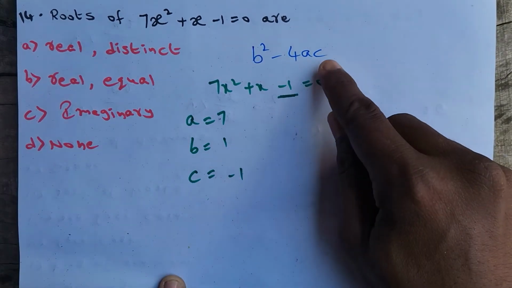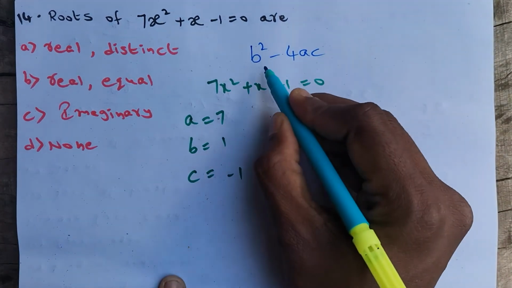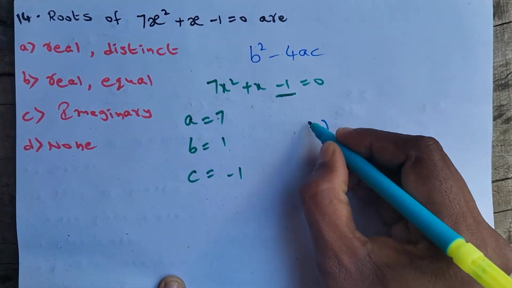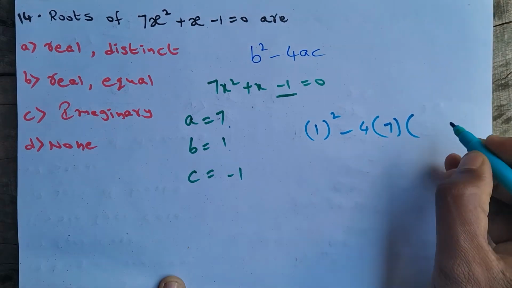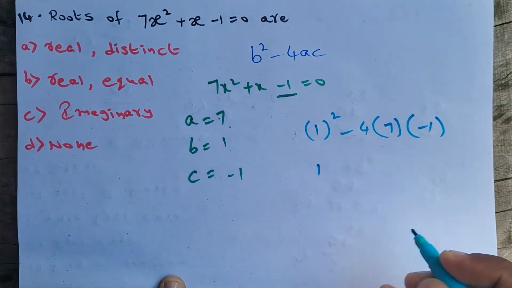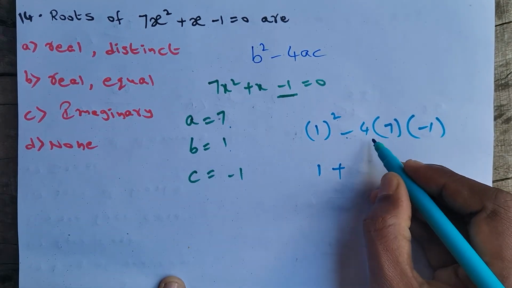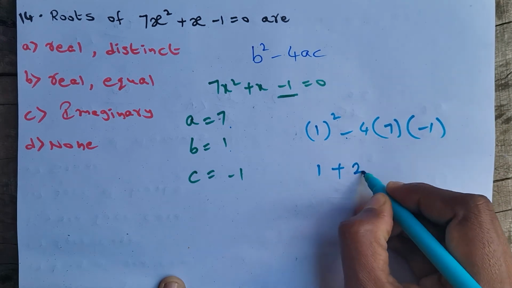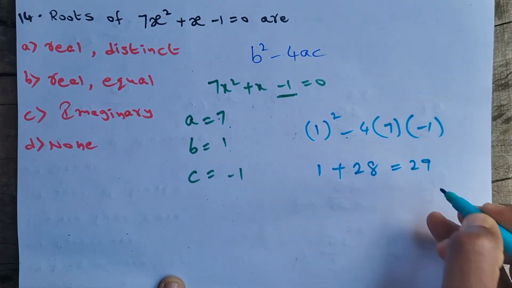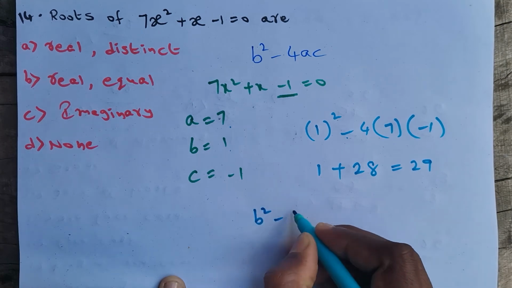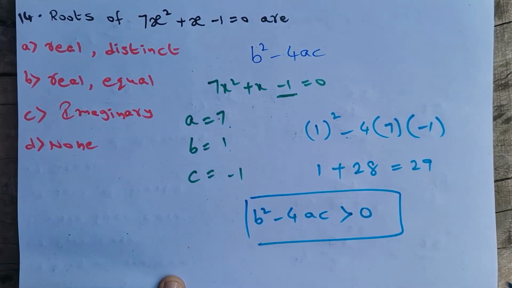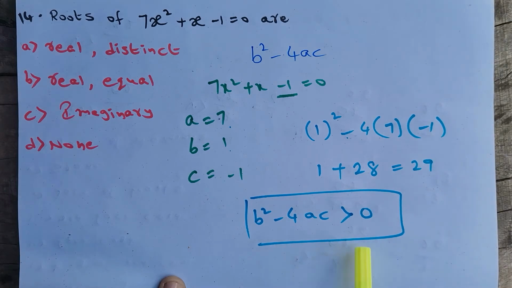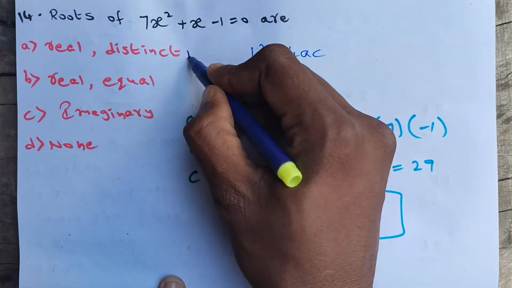Okay, now let us substitute in b square minus 4ac. b square, b value is 1, so 1 square minus 4 into a value 7 into c value minus 1. 1 square is 1, minus into minus is plus, 4 into 7 into 1, 28. 1 plus 28, 29. b square minus 4ac is greater than 0. If b square minus 4ac is greater than 0, then the roots are real and distinct.